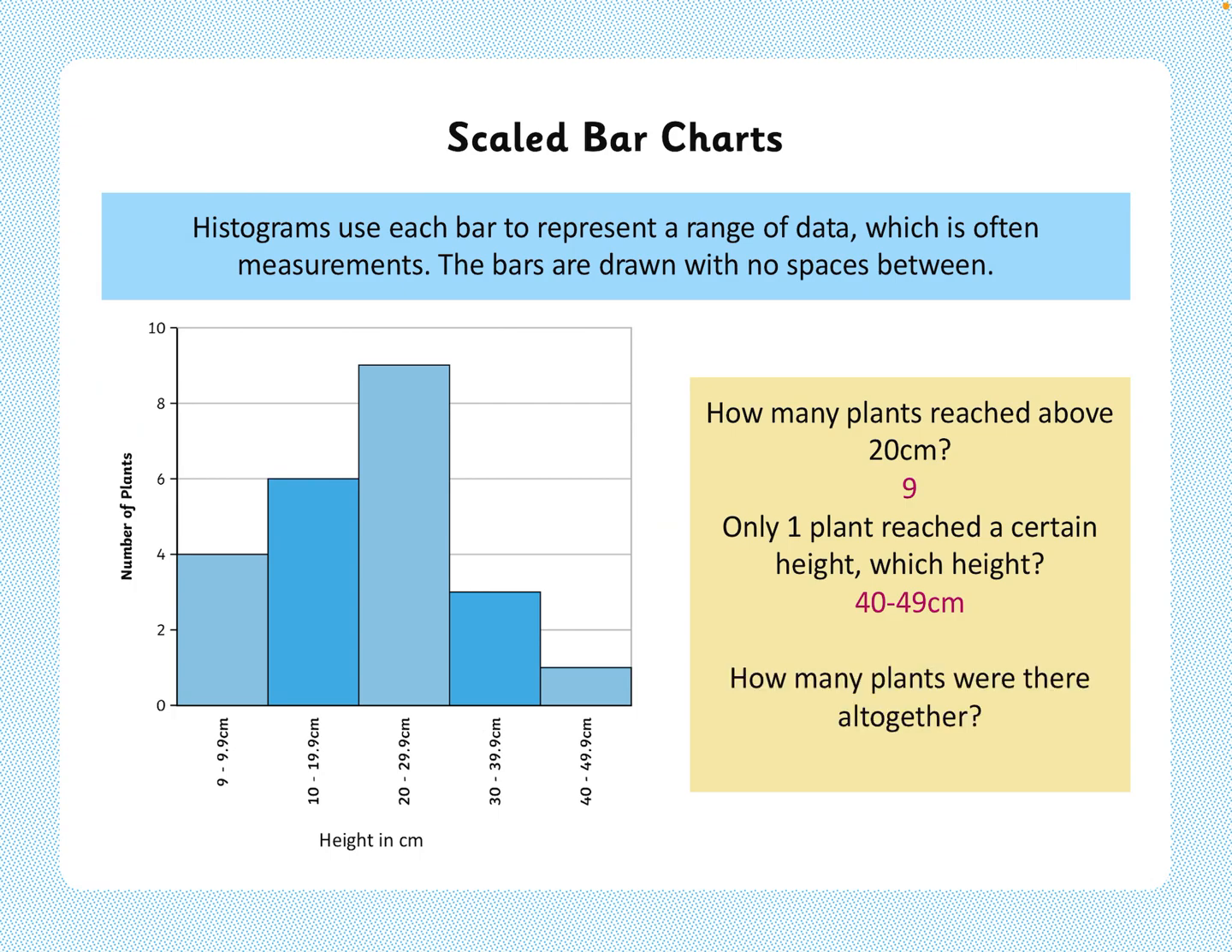And how many plants were there altogether? Well, we would need to count each one that the bar is set at. So the first one is at 4, then we have 6, then we have 9, then we have 3, and then we have 1. If we add those all together, we get 23. So there must have been 23 plants altogether. So you probably won't use these often, but they are pretty much the same as a normal bar graph, except it's to show measurement and there are no spaces between them.